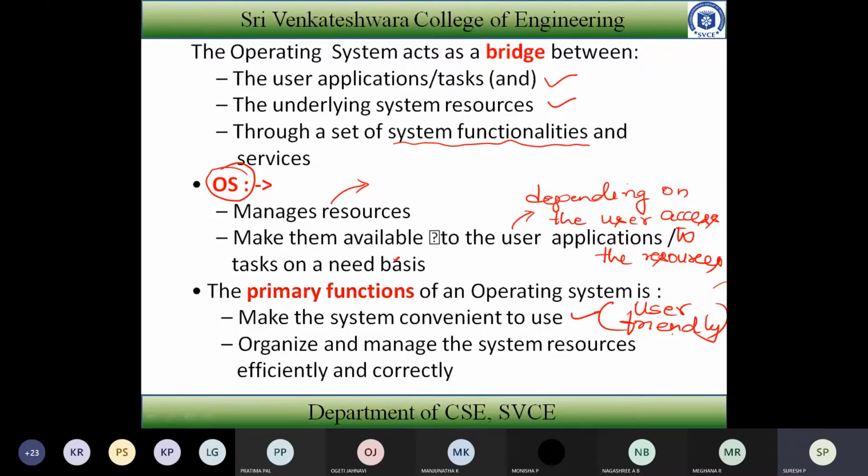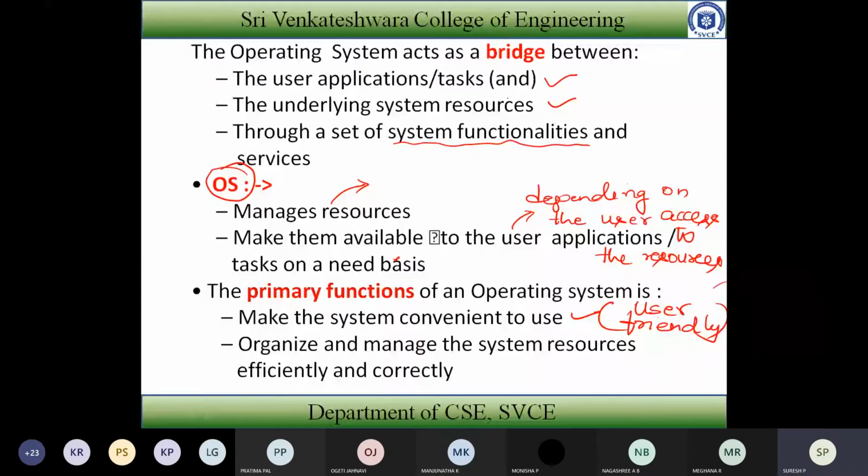Apart from that, when you are using those resources with easy access, the operating system has to organize and manage the system resources efficiently and correctly. So after using the applications according to the need of the user, the other functionality which your operating system has to provide is that it has to organize and manage.